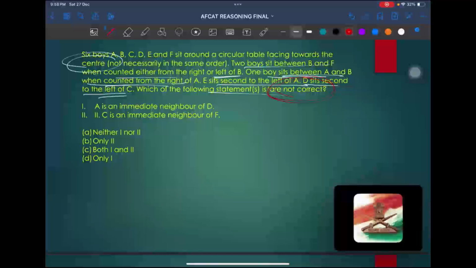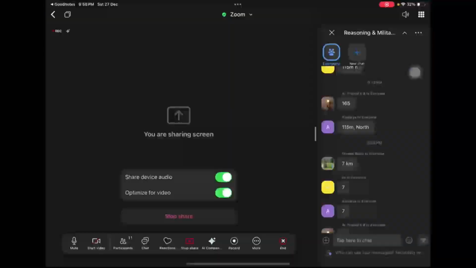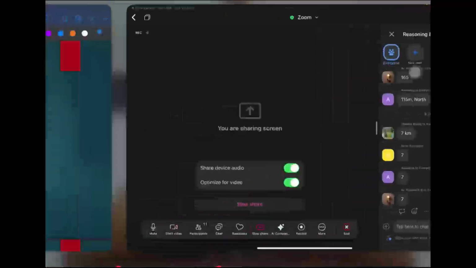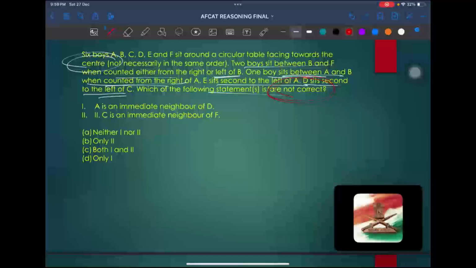Anyone got the answer? Try to do it first.